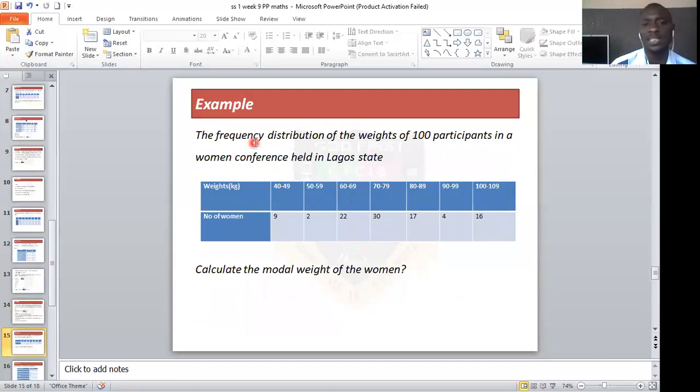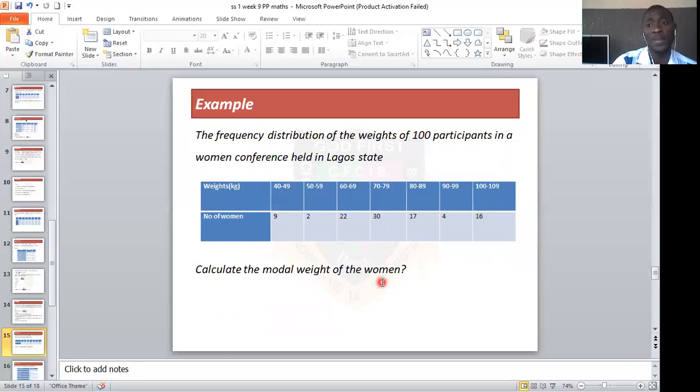The frequency distribution of the weight of 100 participants in a women's conference. What you need to do is prepare your frequency distribution table. But here we don't need the cumulative frequency from the formula given. We need the frequency and the class boundary. So here we have 40 to 49, which are the class intervals, down to 100 to 109, and these are their frequencies. So calculate the modal weight of the women.